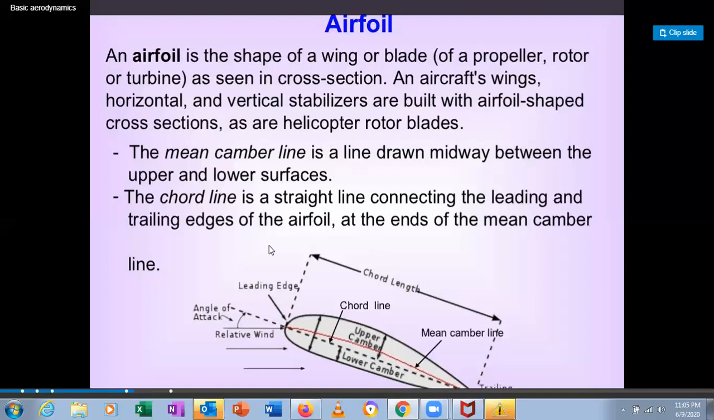Please look into it. The angle between the relative wind and the chord of the airfoil is called the angle of attack. And this is called the chord length: the distance between the leading edge and the trailing edge. And you can see the upper camber and the lower camber. In the symmetric airfoil, this camber will be 0.